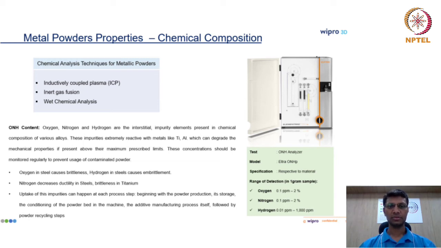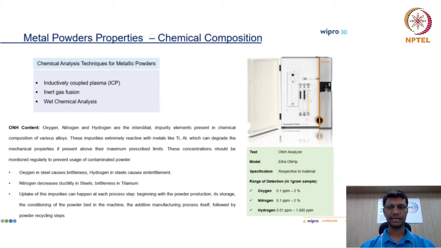So this ONH content should be monitored after every build, and this will be the limiting factor for your powder reuse. This is the ONH analyzer we are using at Wipro 3D, which is from Eltra, and we are monitoring the ONH content after every build.